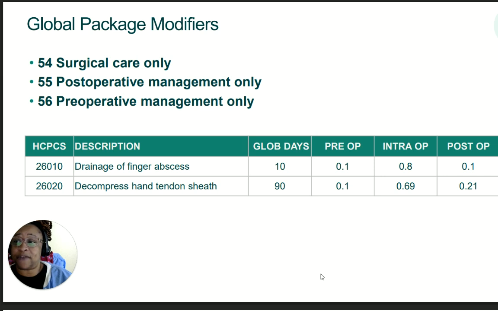Global package modifiers. We have the 54 modifier for surgical care only, 55 for post-operative management only, and 56 for pre-operative management only. I'm sorry. You have 26010 for the drainage of the finger, which has a 10-day global, and anything that is, like I said, within that global, we don't bill. If it's unrelated, we can. The same for the decompressed hand tendon sheath, which has a 90-day global period, and we can use these particular modifiers as well.